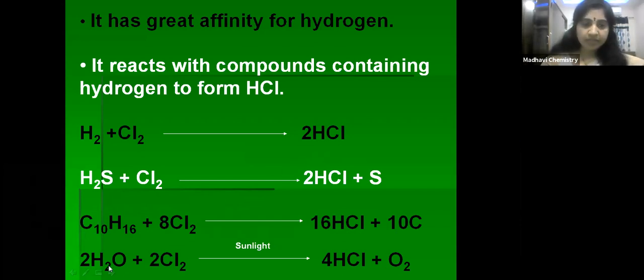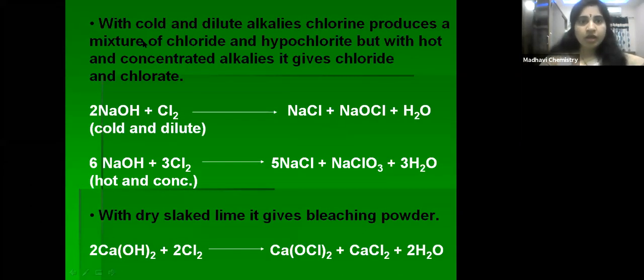Okay, next one. With cold and dilute alkalis, chlorine produces a mixture of chloride and hypochlorite. But with hot and concentrated alkalis, it gives chloride and chlorate. Very, very important for your examination, these reactions, children, because chlorine does not give the same type of products with cold and dilute alkalis and with hot and concentrated alkalis. It gives different products, so this is very important for your examination.